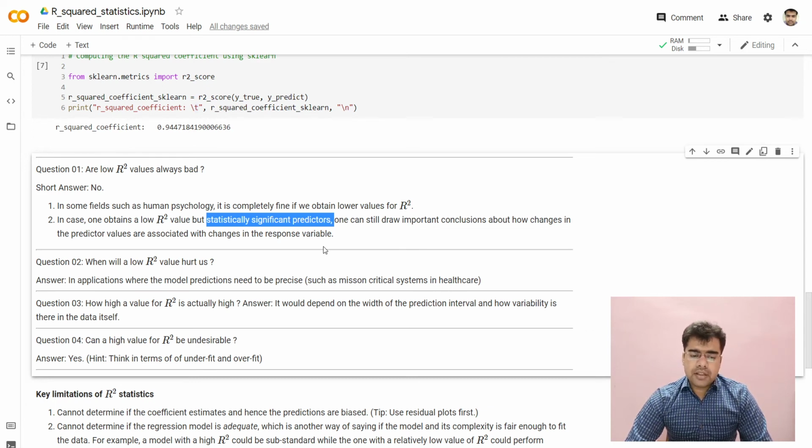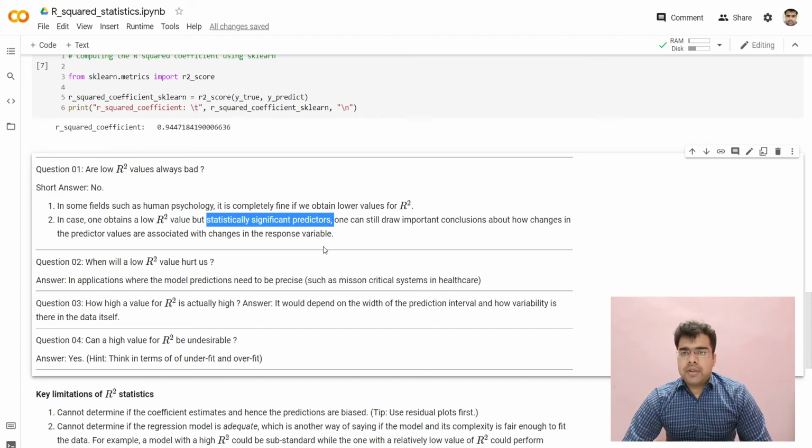The second question that is asked is when a low value of R squared is going to hurt us. In some cases, such as human psychology, you can go with a low value for R squared, but there are certain applications where a low value for R squared is entirely undesirable. For instance, in mission critical systems, where the performance of a regression model is of utmost importance, it is not desirable to have a low value for R squared. In those kinds of applications, we will always go for models that give a high value for R squared.